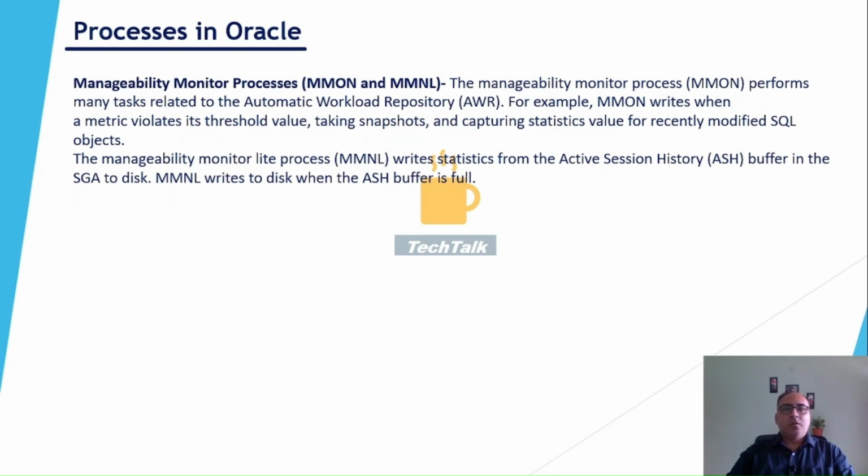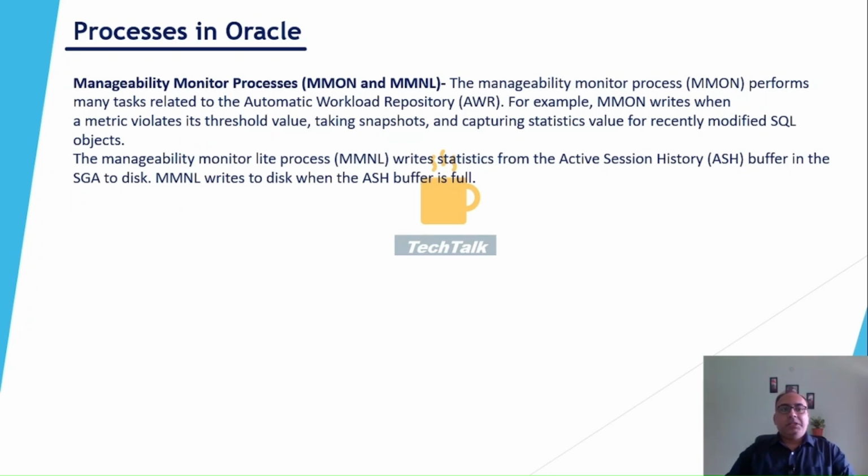Now there is a term called AWR, or Automatic Workload Repository. AWR is a feature of Oracle database that collects and stores performance data over time. It's a crucial component for performance tuning and diagnostics.